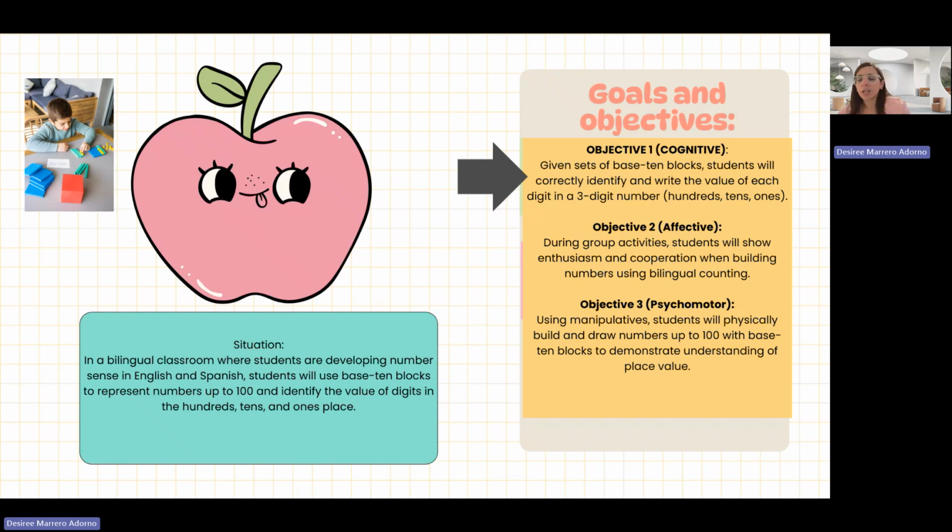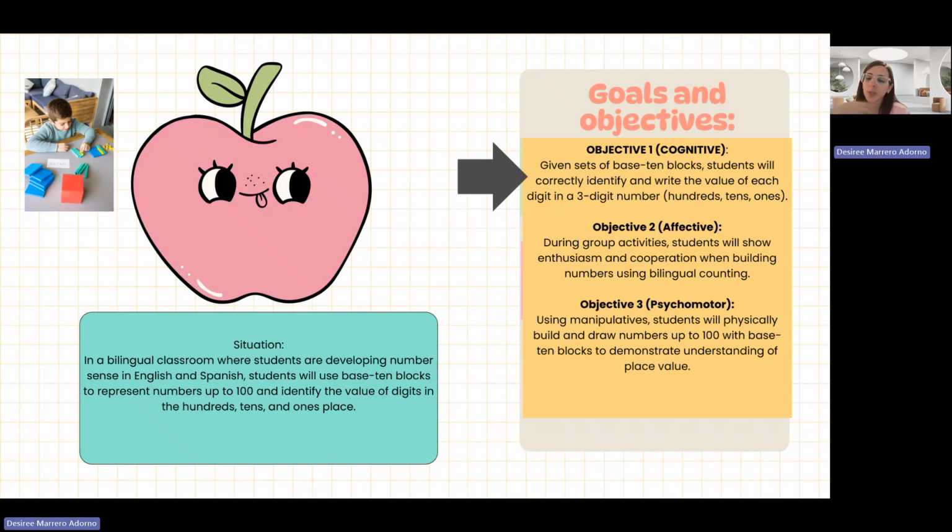Objective number two is an affective one, so it's going to be in groups, or in pairs in this case. During this group activity, the students will show enthusiasm, they have to cooperate, and then build the numbers using this bilingual counting and base-10 blocks.